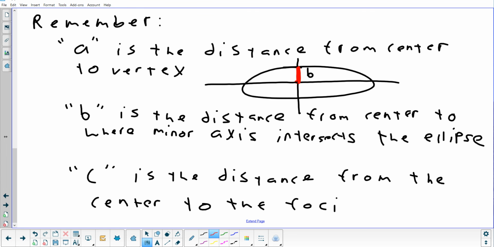That's A, B, and C. Now, a couple different kinds of questions that I can give you. One type is, I give you an equation, and then you tell me all about the ellipse. Another is, I'll tell you about the ellipse, and you figure out the equation. And then the third type usually involves some kind of sketch.